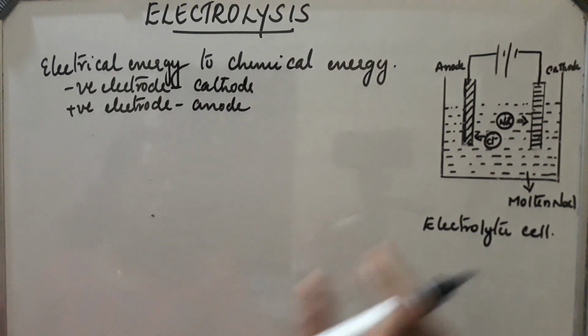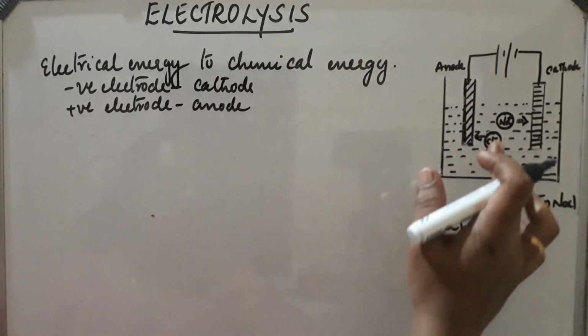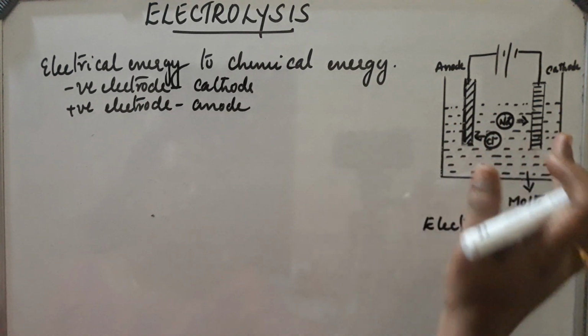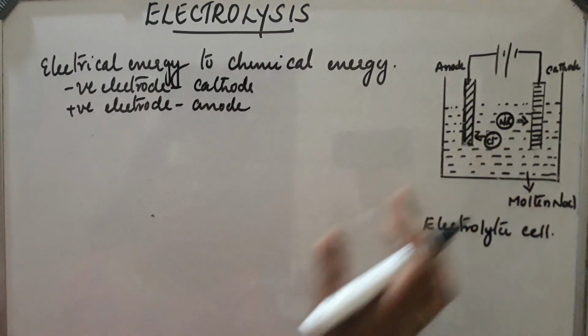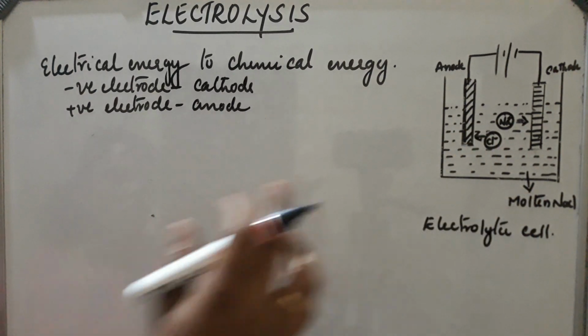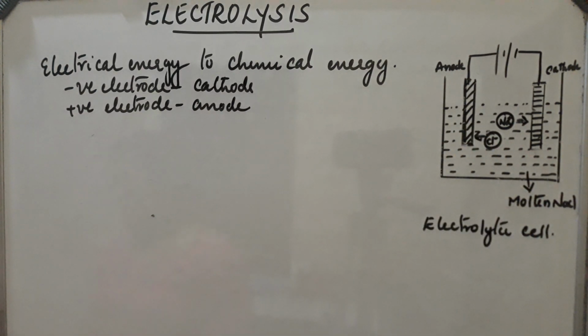What happens? The positive ions, that is the cations, will move towards the negative electrode, that is the cathode, and negative ions will move towards the anode, that is the positive electrode. And this process is called electrolysis. Okay, so the process taking place in an electrolytic cell is called electrolysis.